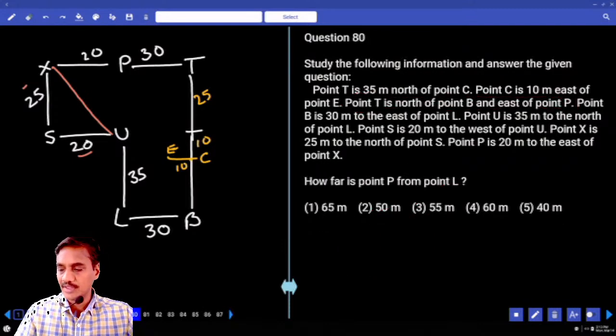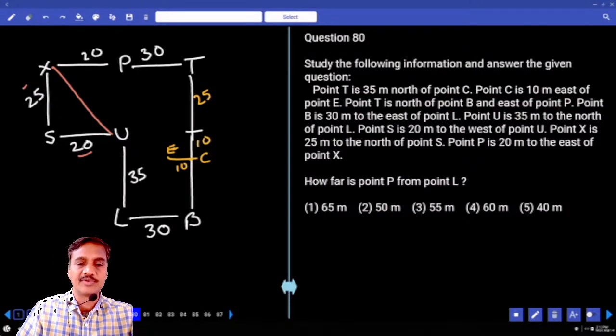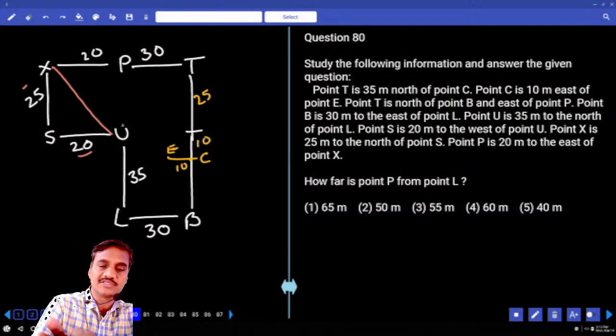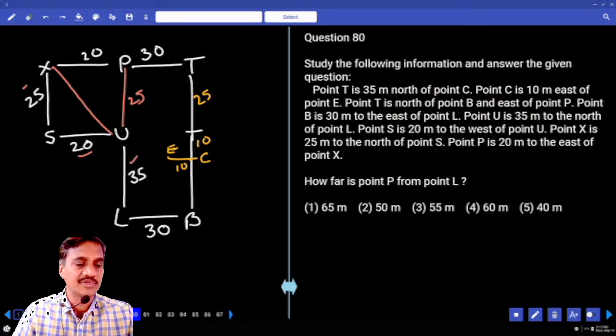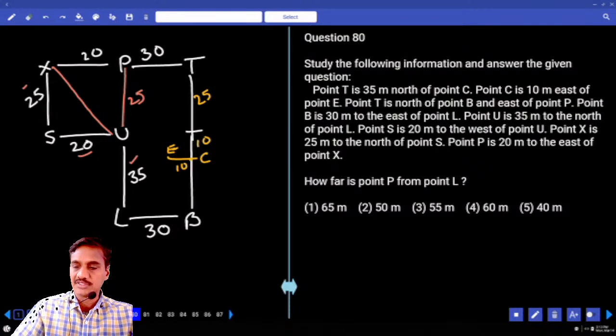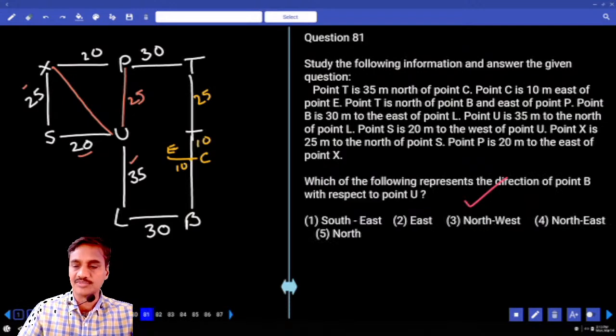Then coming to 80. Now how far is point P from point L? Now this distance is 25 and this is 35. 35 plus 25 is how much? 60 meters. Now 60 meters, that is choice 4, question number 80.